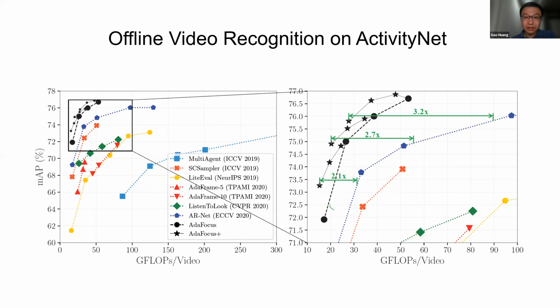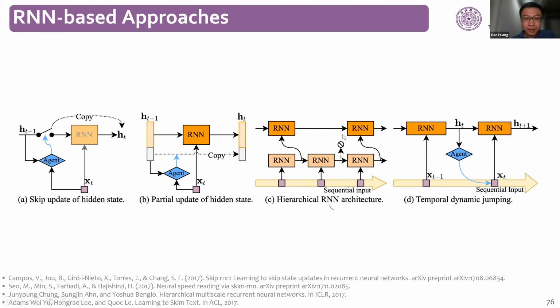So this also has achieved quite impressive performance on several video recognition data sets. And this paper has been accepted as an oral at ECCV this year. All right, so to achieve temporal-wise adaptiveness, some of the different ideas appear in the NLP community. I just listed the references here, so if you are interested, you can take a look at those papers.